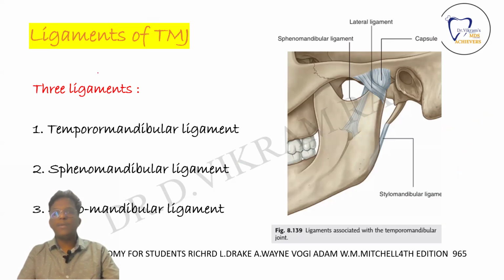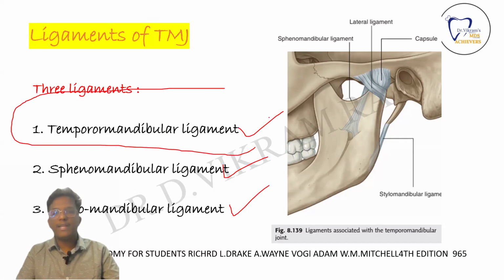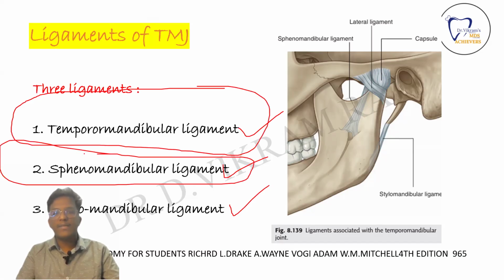The ligaments of the temporomandibular joint are three: the temporomandibular ligament, the sphenomandibular ligament, and the stylomandibular ligament. The names themselves indicate the attachments of these ligaments.